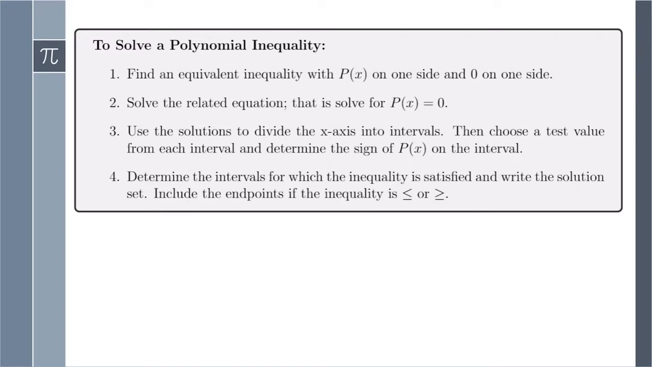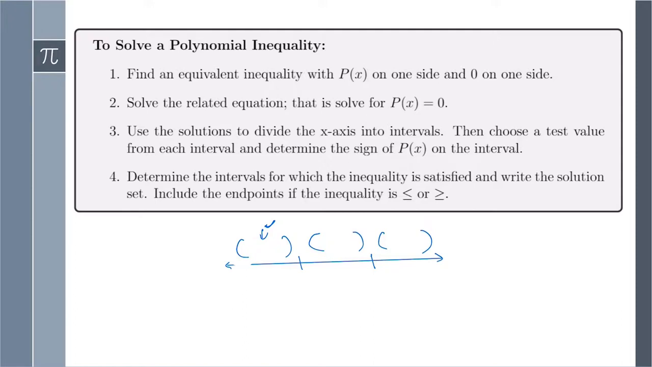Once we get those solutions, those solutions are called the critical numbers, and we'll put those solutions on the x-axis or the number line. Those solutions will divide the number line into different intervals, and then we'll pick a number from each interval and test that in our inequality. If that number satisfies the inequality, then we'll take that interval as the solution. If it does not satisfy the inequality, then we ignore that interval and it's not the solution.